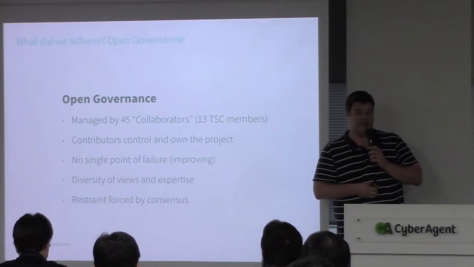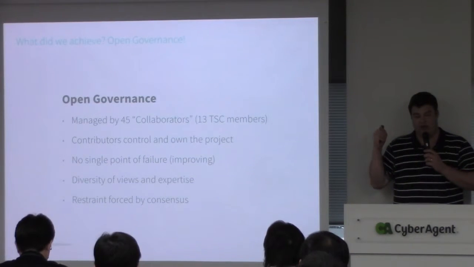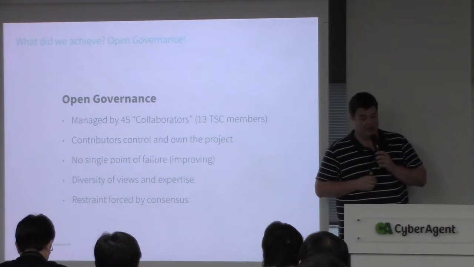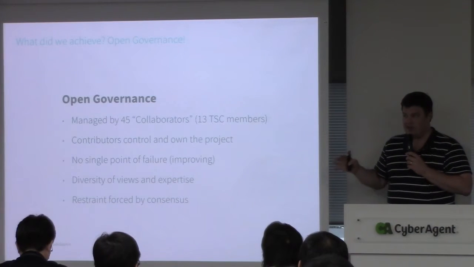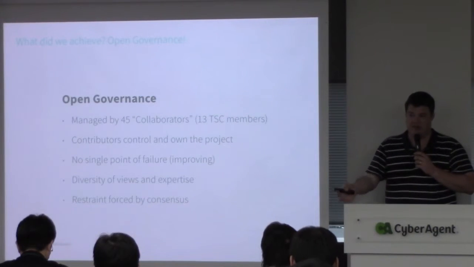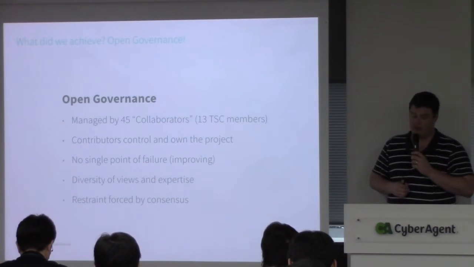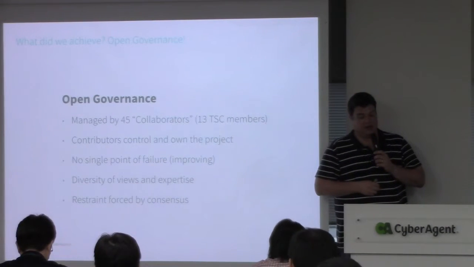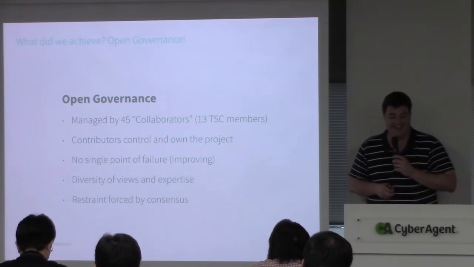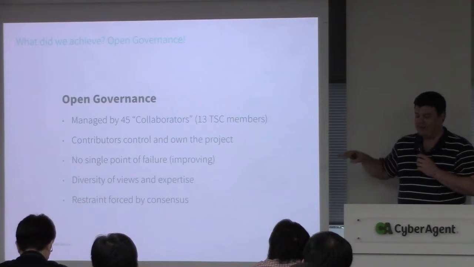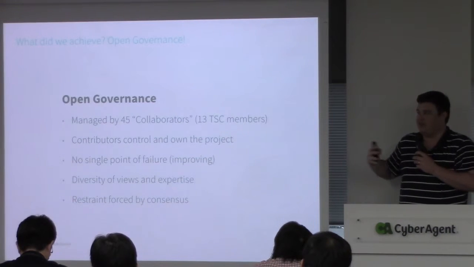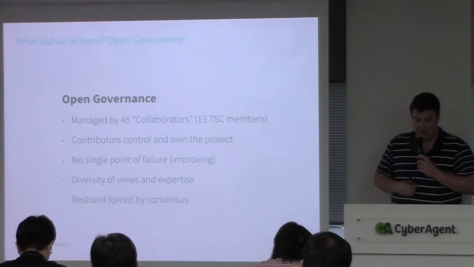What did we achieve in terms of ownership and governance? Well, we now have an open governance model. The project itself is managed by 45 what we call collaborators. This team of collaborators all have access to the repository, and they can all close issues, they can all merge commits. They all have that level of authority, but we have a pattern for working together that works really well. That group is managed by a team of 13 technical steering committee members, TSC. This group has a pattern for working together that works really well, and it's ready for expansion. It can expand even further and still work with the same model.